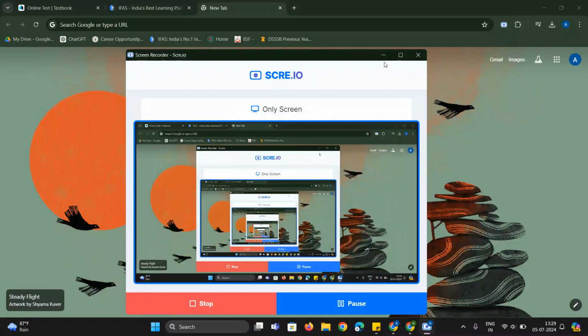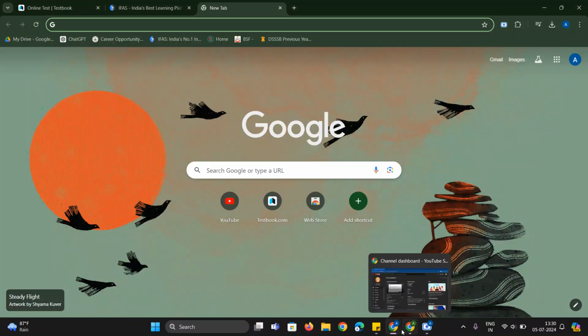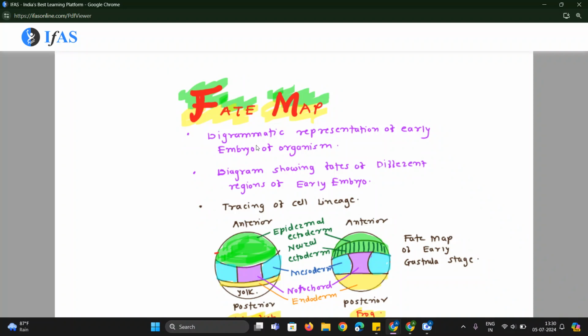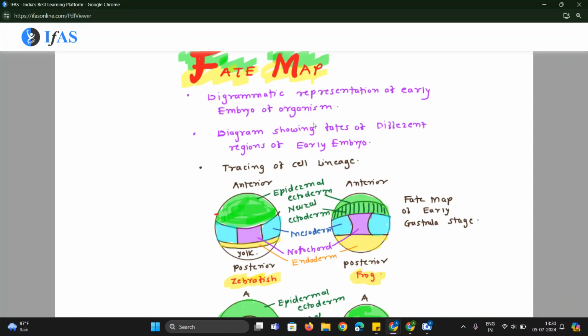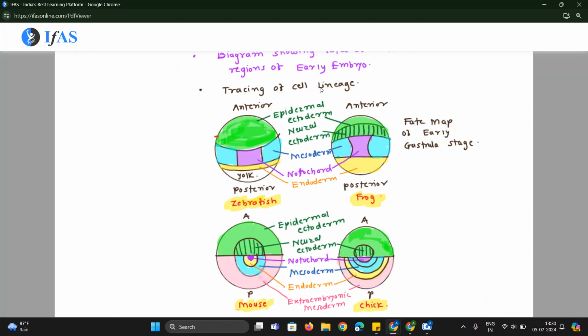So in part one I covered the basic concepts. In this video, I am starting part two on the fate map. Here you can see the fate map in the diagram. This one is of zebrafish, this is a frog. The anterior portion, this is the posterior. This is the epidermal, this is the neural ectoderm, this is mesoderm, this is notochord, and this is endoderm. And the yolk is present here, you can see.